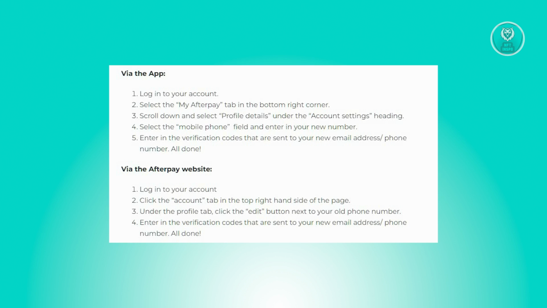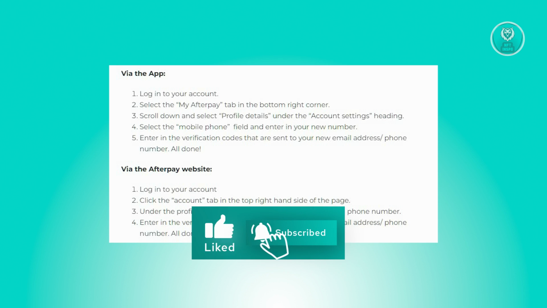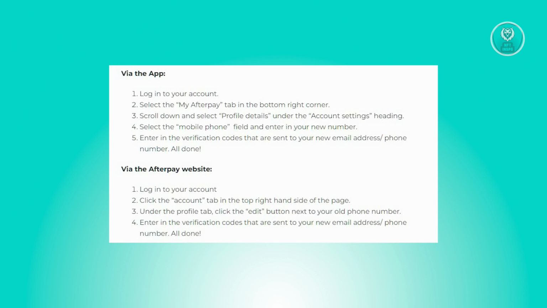So first thing that you have to do here in the mobile app is you first have to log in into your account, and from there navigate to the My Afterpay tab located in the bottom right corner. And from there, scroll down and choose Profile Details within the Account Settings section. Now from there, opt for the mobile phone field and input the updated number and provide the verification code sent to your email or phone number for completion. And you should be good.